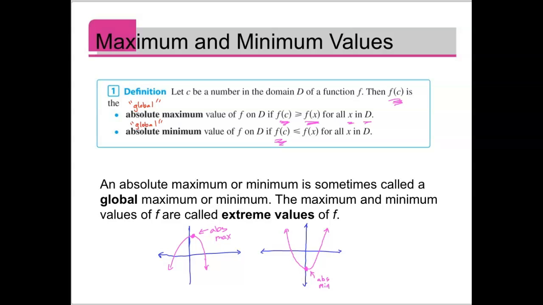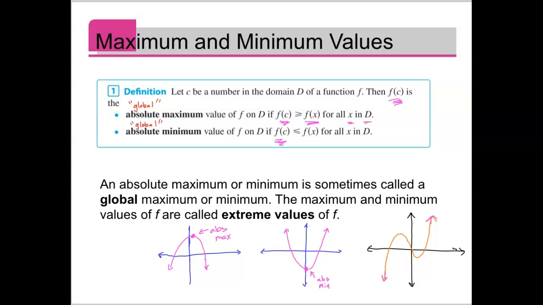All right, so why that conditional statement before it? Why not just call it a max or a min? And the reason is because we also have functions like, say, a cubic, where there is no absolute max or absolute minimum because the graph keeps going upwards indefinitely and also goes downwards indefinitely.